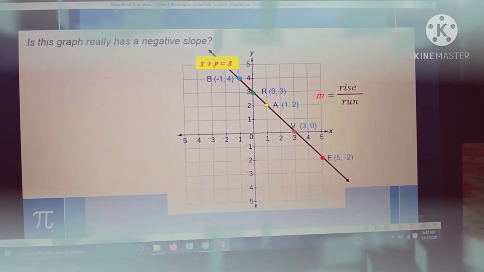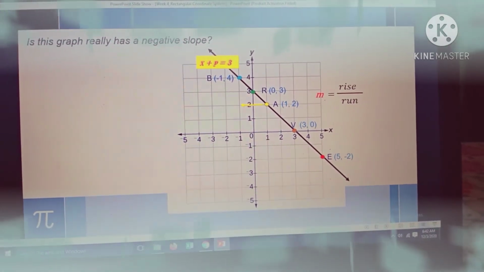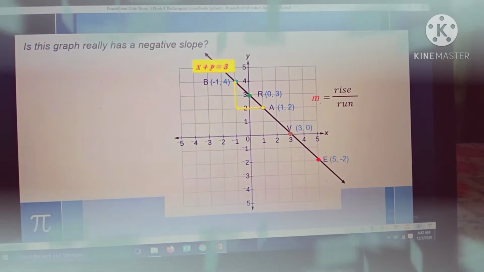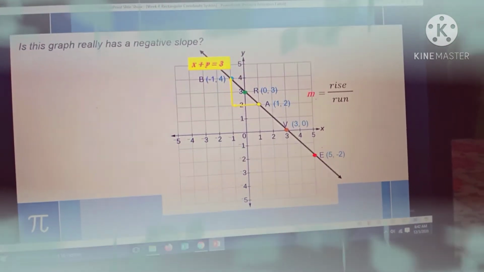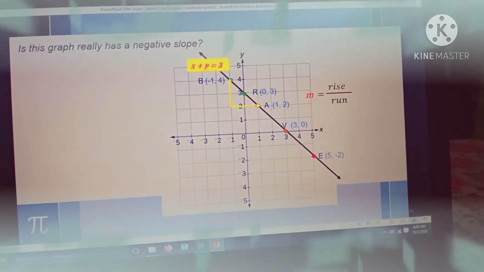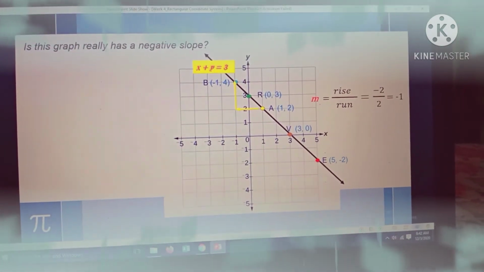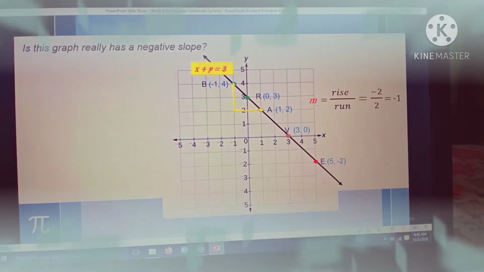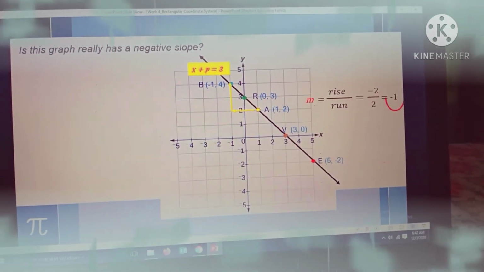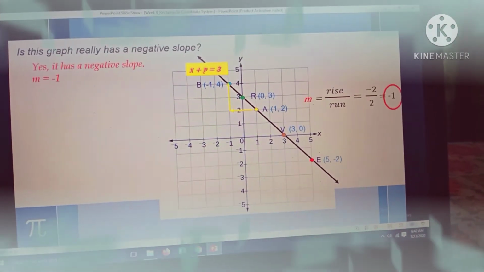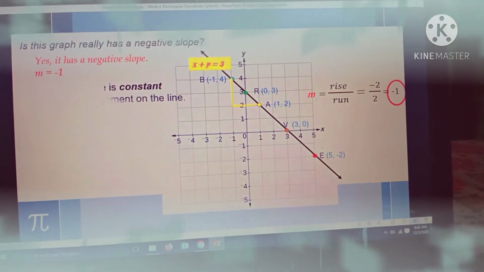So slope is equal to rise over run. So let's take another point, point A and point B. When you count the number of units, the horizontal change is 2 units and the vertical change is 2 units. So that is negative 2 over 2. This is simply equal to negative 1. So the answer is yes, it has a negative slope, so m is negative 1.